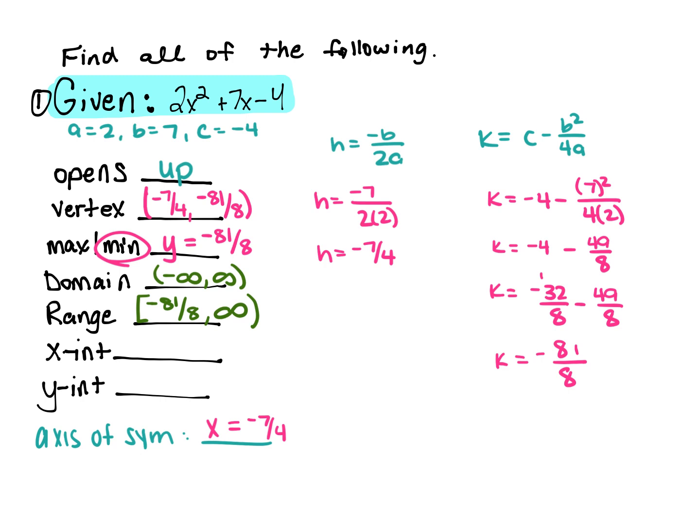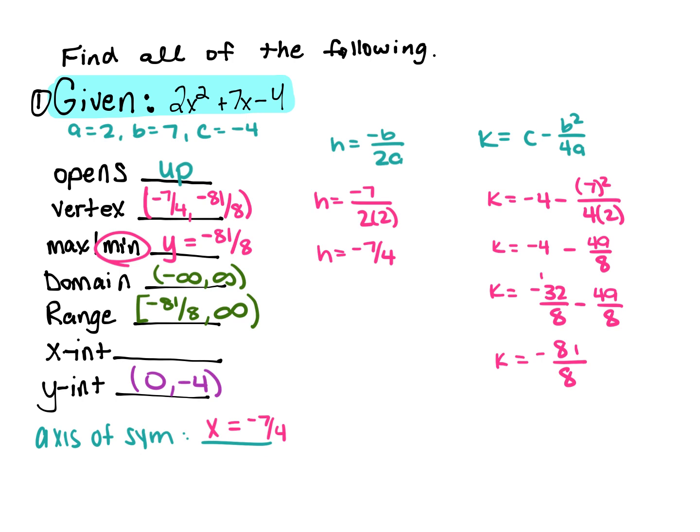Your y-intercept is the easiest to do out of the two, x or y, because it is part of your c value. Whatever your c is, it gives you your y-intercept. So that's 0, comma, c. So your c value is negative 4, so that's 0, comma, negative 4.